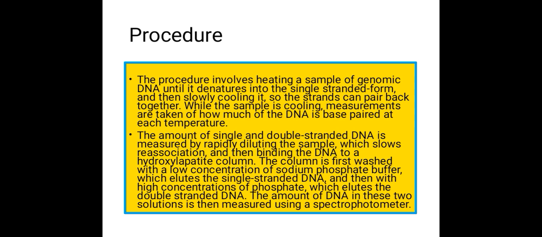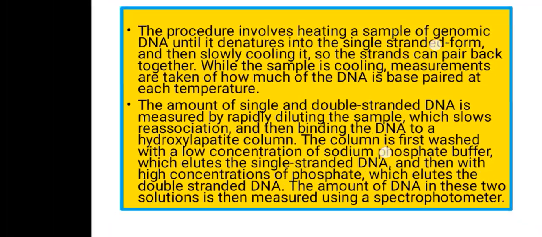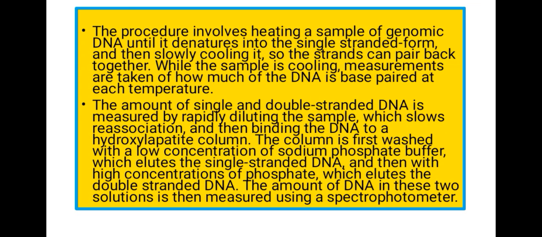The procedure involves heating a sample of genomic DNA until it denatures into the single-stranded form and then slowly cooling it so the strands can pair back together. While the sample is cooling, measurements are taken of how much of the DNA is base paired at each temperature. The amount of single and double-stranded DNA is measured by rapidly diluting the sample, which slows reassociation, and then binding the DNA to a hydroxyapatite column.